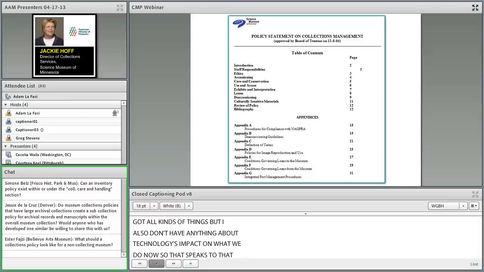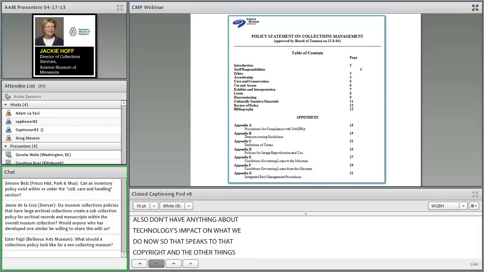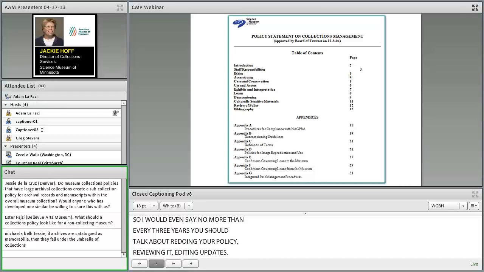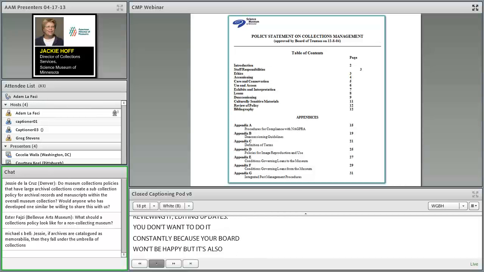Outdated thoughts and new rules come about, so I would say no more than every 3 years you should talk about redoing your policy: reviewing it, editing, updates. You don't want to do it constantly because your board won't be happy, but it's also something not to keep too far from their view. The more they see it, the more they understand it, the better it is for everybody.